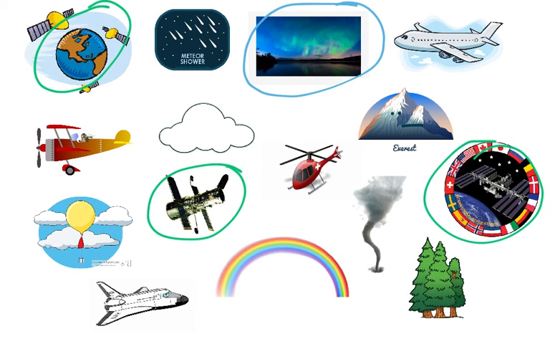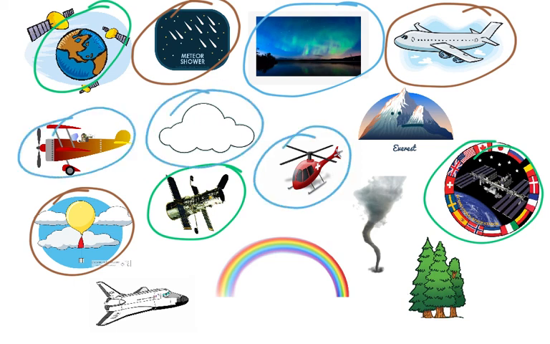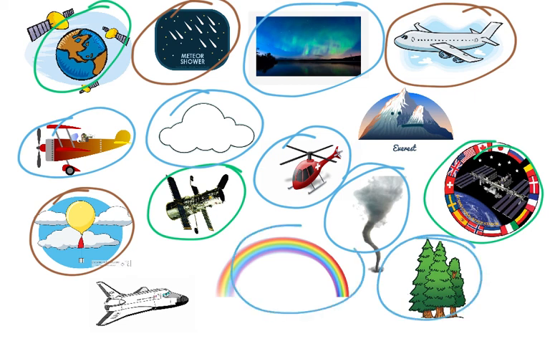How about the mesosphere? That's where a meteor shower might occur. Next, the stratosphere. In the stratosphere, you might see a weather balloon or a jet airplane. And all of these other phenomena would be likely to occur in the troposphere. Except for, of course, the space shuttle, which travels through every layer to reach the International Space Station.